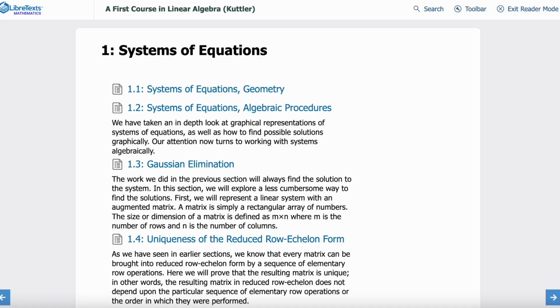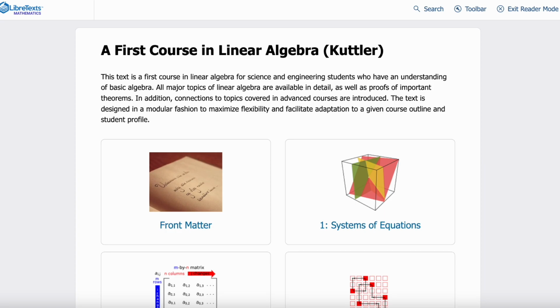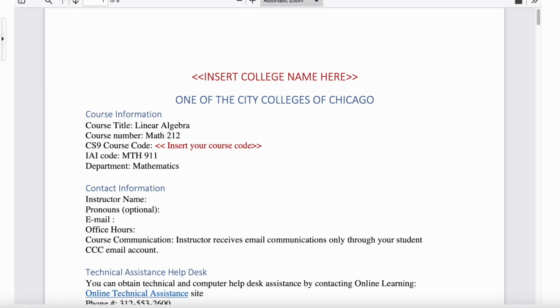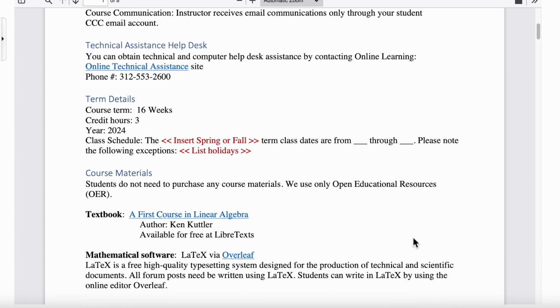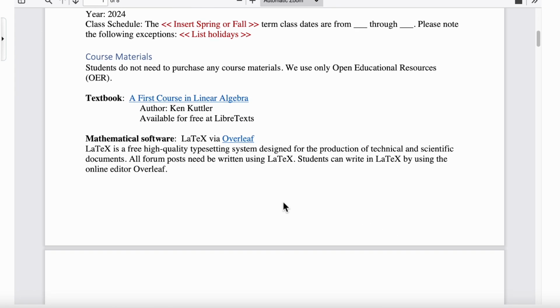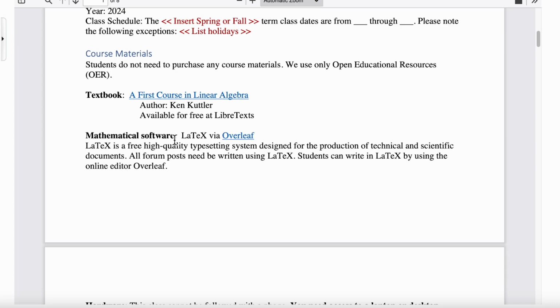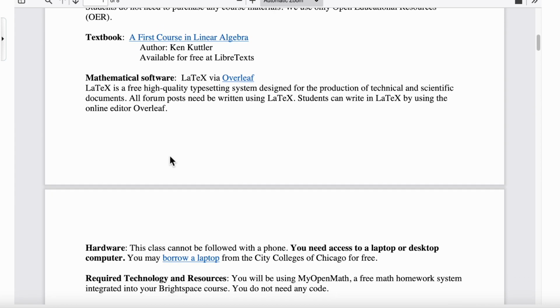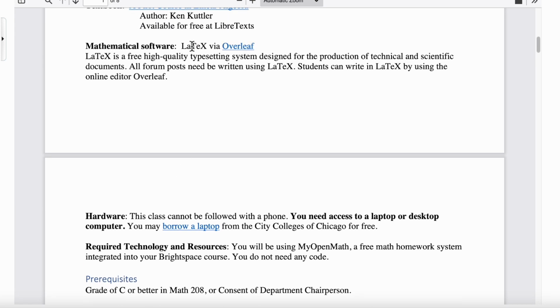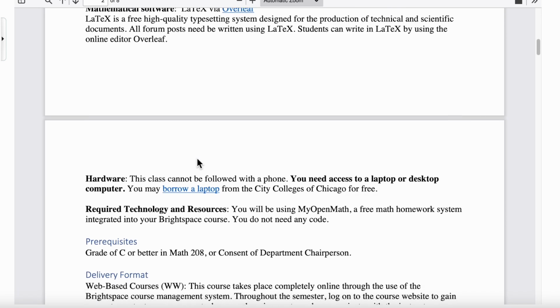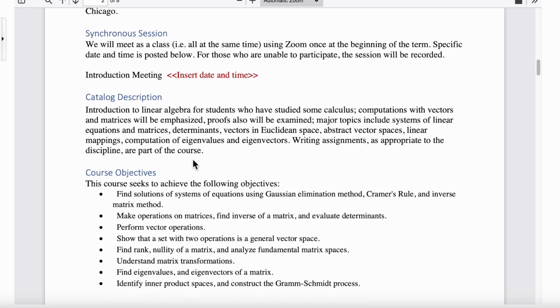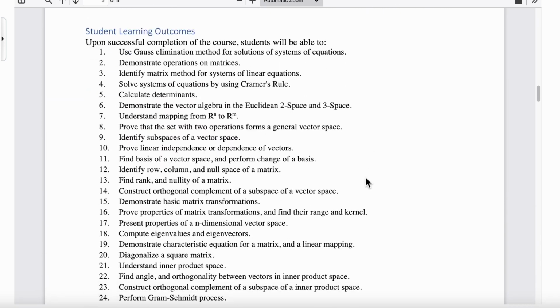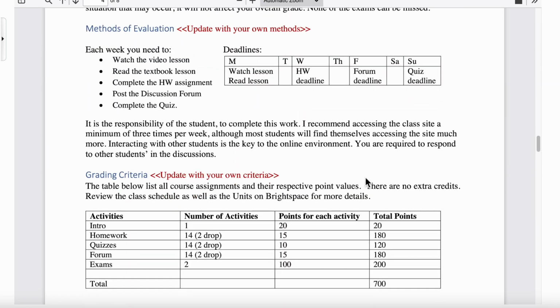Coming back then to the navigation bar that we have at the left. So we continue here looking at the syllabus. So here is also the mathematical software that you are going to be using in this class to write your forum post. This mathematical software is called LaTeX, and you have in the site of the class the instructions to start using LaTeX right away. So you should read here in the syllabus all the details of your class.